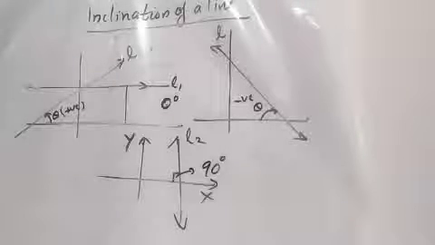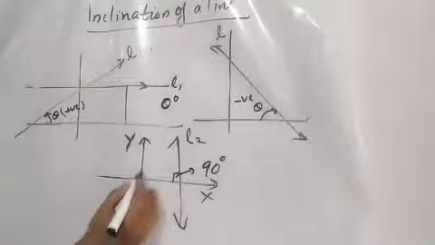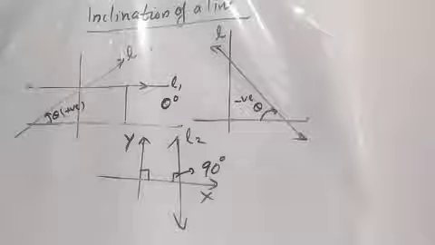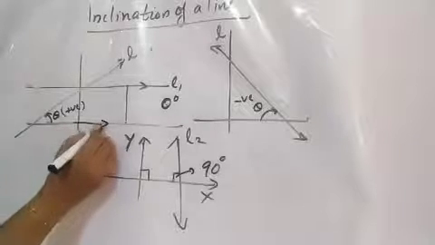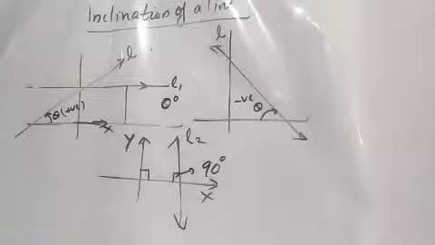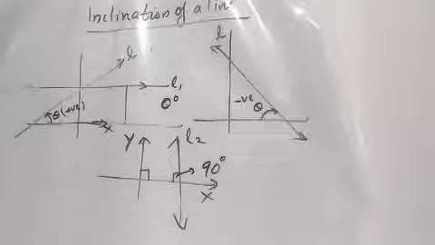Okay, remember these things: positive inclination, negative inclination, and a line parallel to the y-axis. The y-axis inclination is 90 degree, and every line parallel to the y-axis is also 90 degree. And what about the inclination of the x-axis? It's 0, and every line parallel to the x-axis is also 0 degree. Understood? Now the next is slope or gradient.